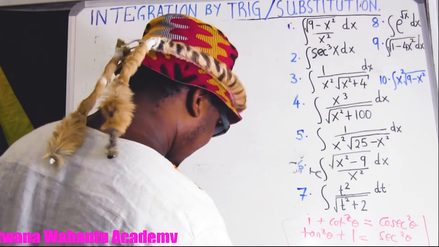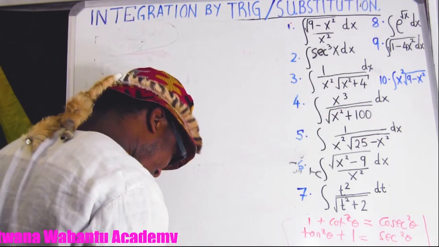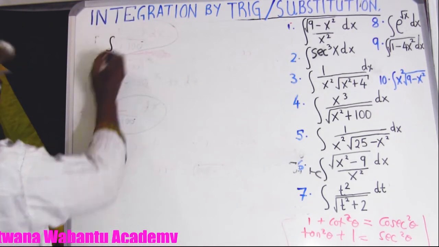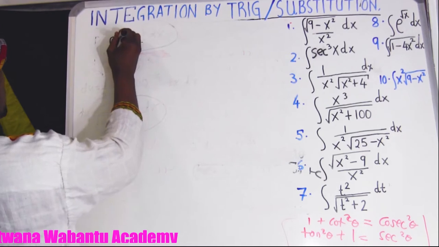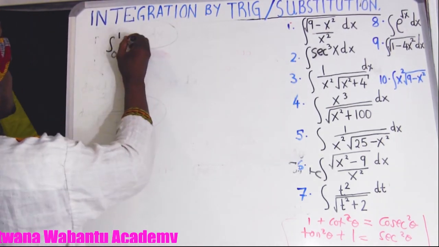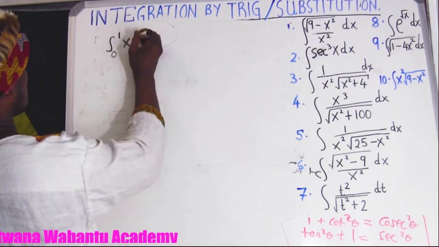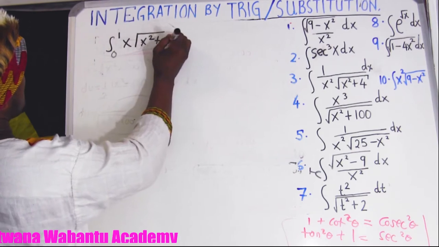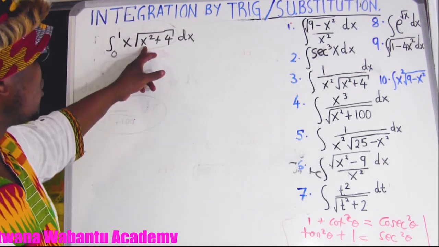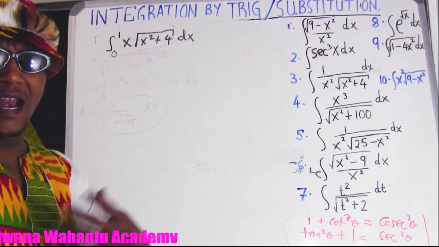Now, let's say question number 11, because this is 10, number 11, okay. Question number 11, for example, they say somebody gives you the integral from 0 to 1 of x over x squared plus 4. So you see, I can use trig substitution because this can be x squared plus 2 squared. Oh, then I can use trig.